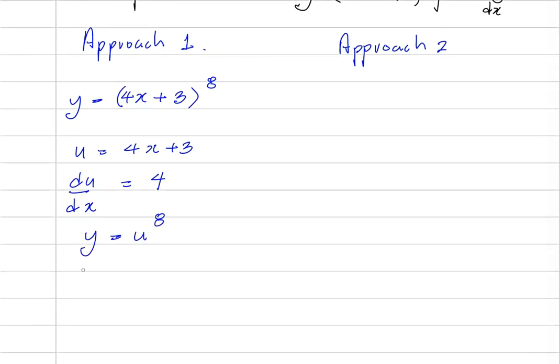So now let's differentiate y with respect to u. dy by du would be equal to 8u to the power 7. This is a power differentiation. So the power comes to the front, and then we have u, and the power decreases by 1: u to the power 7.